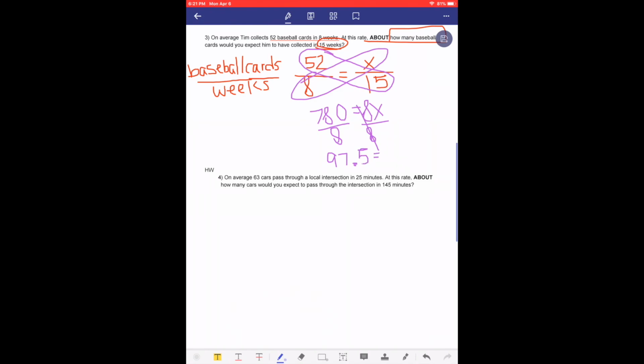97.5 equals x. And this one question said about, so I'm going to round this to the nearest whole number. The number behind the 97, it's 0.5, which means I'm going to round this 97 to 98. So it'll be 98 baseball cards is how many we would expect him to have.